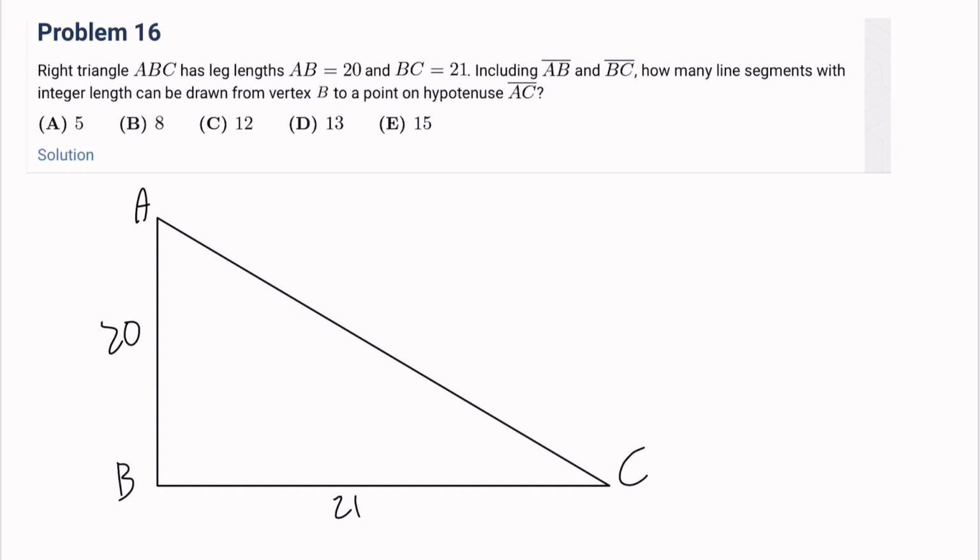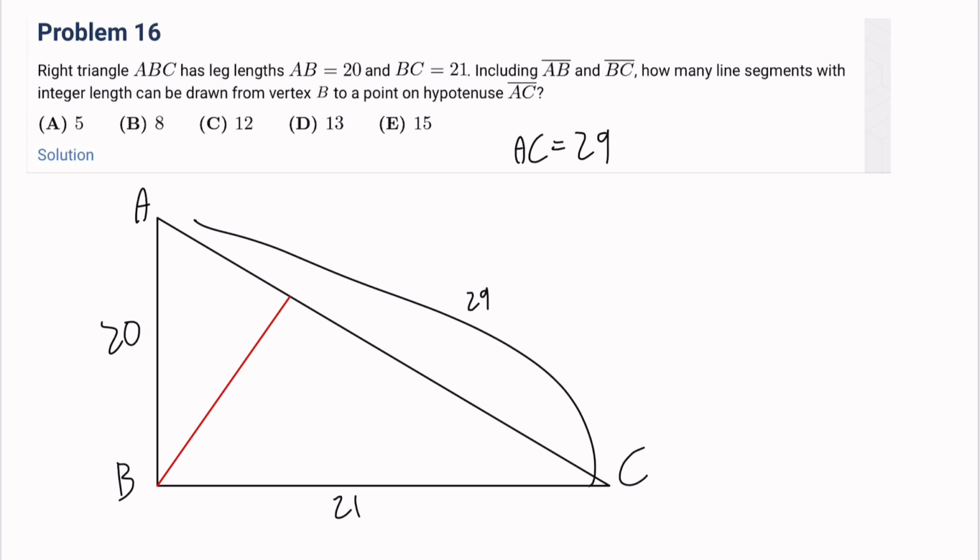on AC? Okay, so we need to find out the shortest length from B to hypotenuse AC, because that way we can look at the integers from this length to this length, and from this length to this length. And if we do that, we have to get AC first. So AC equals, by the Pythagorean theorem, this is actually one of the Pythagorean triples, so AC equals 29. So this much is 29, and let's call this point D.